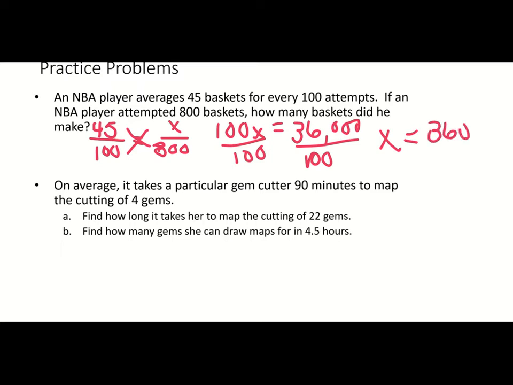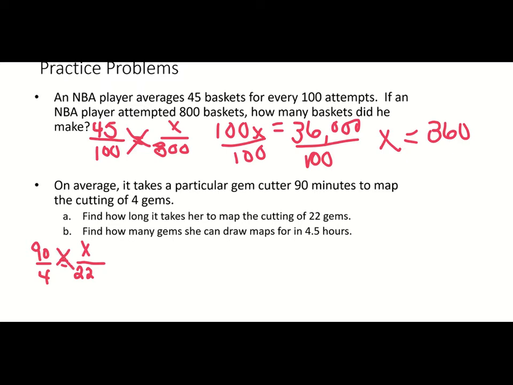Right, now for the next one, on average it takes a gem cutter 90 minutes to map the cutting of 4 gems. So we know right now our initial ratio is 90 minutes over 4 gems. And then how long does it take her to map the cutting of 22 gems? So 4 is my number of gems, so the 22 is going to go on the bottom, and x will be on the top because we're going to find out the number of minutes.